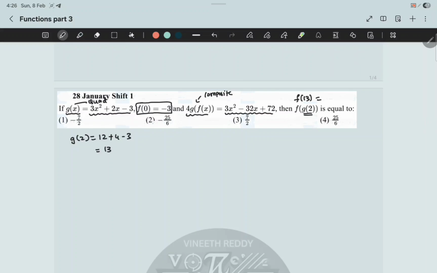Acha, to find this value we need to find f of x firstly, okay. So let us see what can be done. F of 0 is minus 3 is given in the question, okay. And we know that g of x is a quadratic function, okay. Now, we have g of f of x. From this part, if I divide with 4 on both sides, we get 3 divided by 4 x square, 32 divided by 4 gives 8x, 72 divided by 4, I think we get 18. Yes, 18 into 4 is 72.